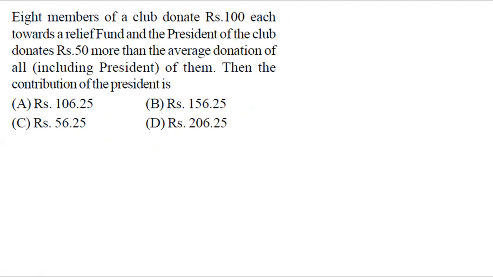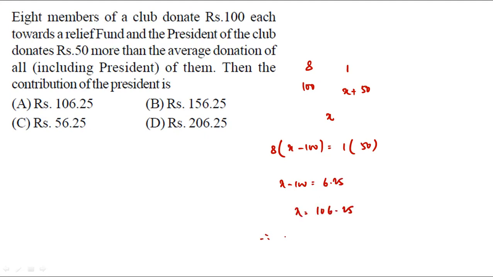8 members of a club donate 100 each towards the relief fund, and the president of the club donates 50 more than the average donation, including the president. Then the contribution of the president. Okay. See, take 8 members is how much? 100. All 9 members take it as X. President donates how much? X plus 50. Can I take that? 8 into the difference is what? It is more means it is less. X minus 100, which is equal to 1 into how much? Difference is 50. 50 by 8, X minus 100 is equal to 50 by 8 is what? 6.25. X is equal to 106.25. Therefore, president donated X plus 50. Therefore, 156.25 is the amount the president donated.